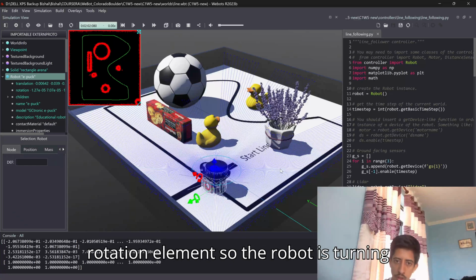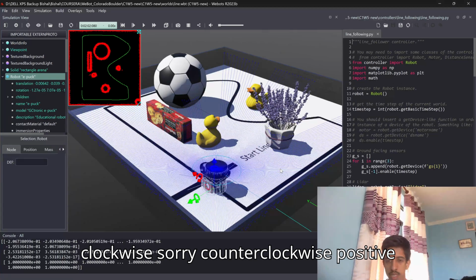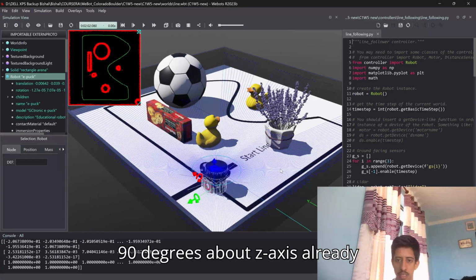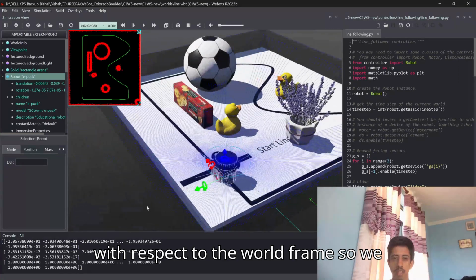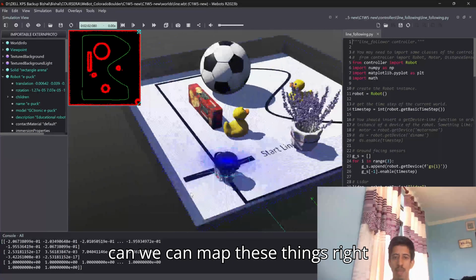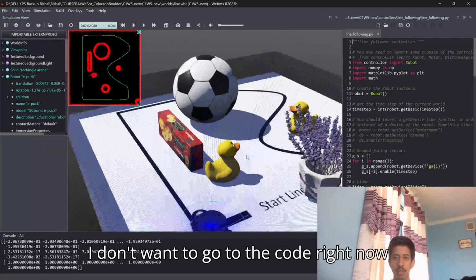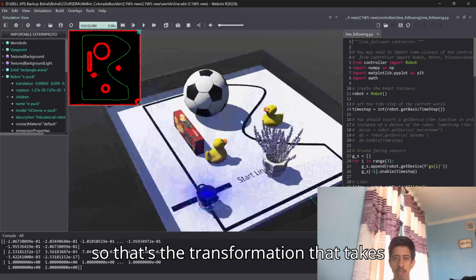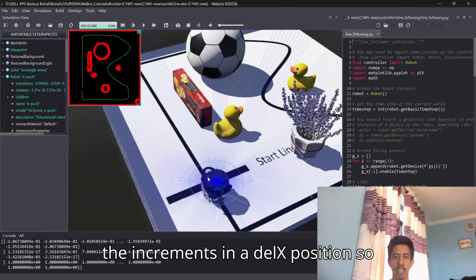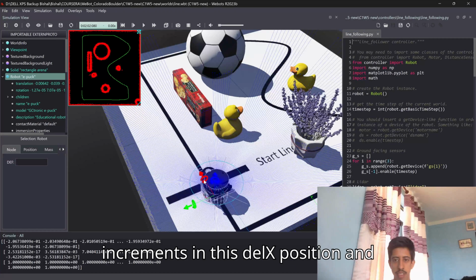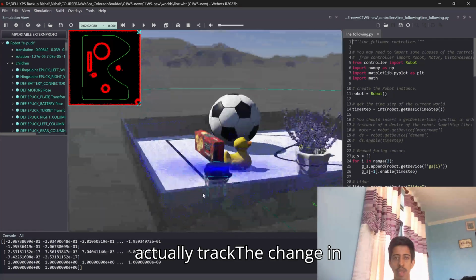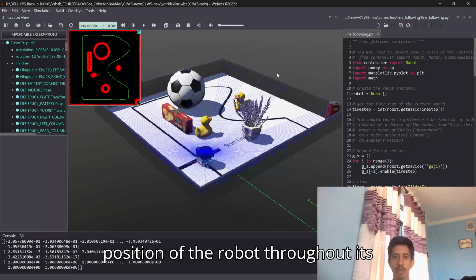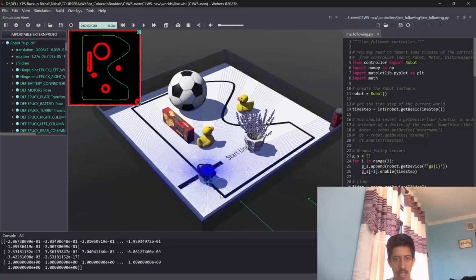But as you can see, there is still a rotation element. So the robot is turning counterclockwise, positive 90 degrees about the z-axis already, with respect to the world frame. So we can map these things, right? I don't want to go to the code right now. So that's the transformation that takes the increments in direct position and increments in omega z to actually track the change in position of the robot throughout its journey along the line.